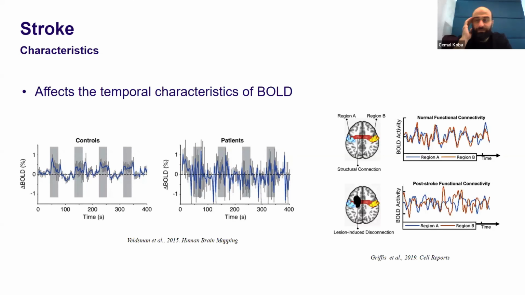And on the right side, you can see, although it is not directly from the lesioned area, since there is some disconnection between two regions, the BOLD signal is still affected by the distant lesion. So it doesn't have to be the signal from the lesion, but there are distant, long distance effects of the stroke lesion on brain function.